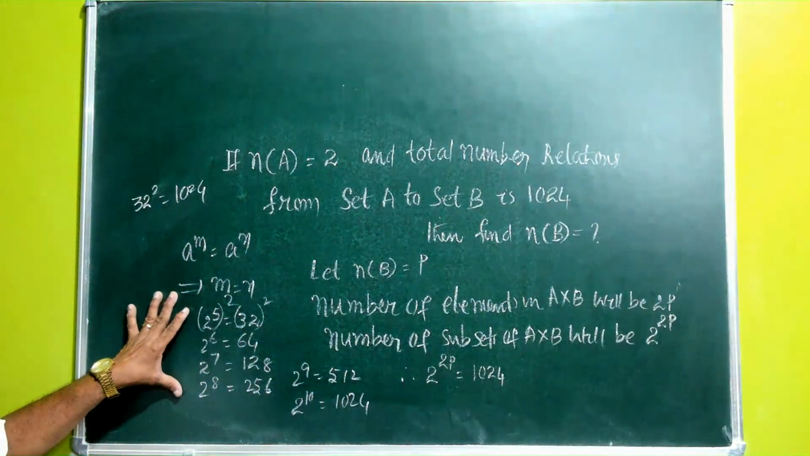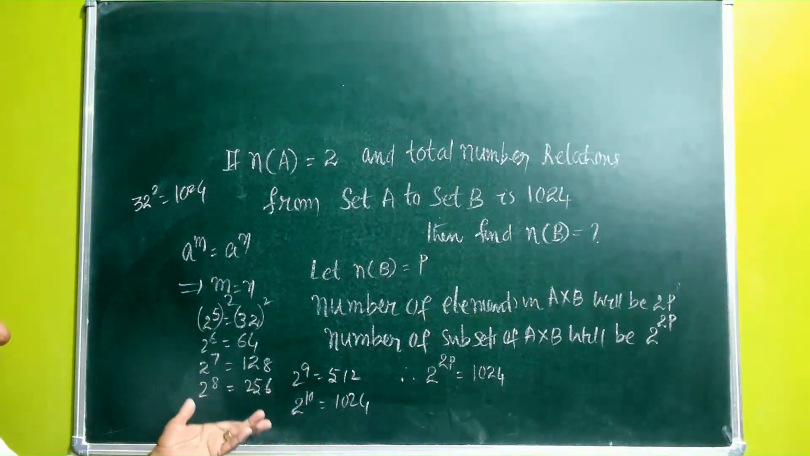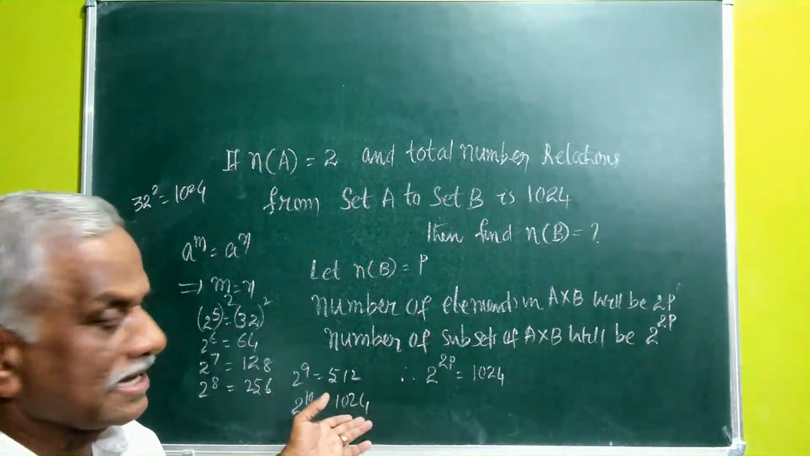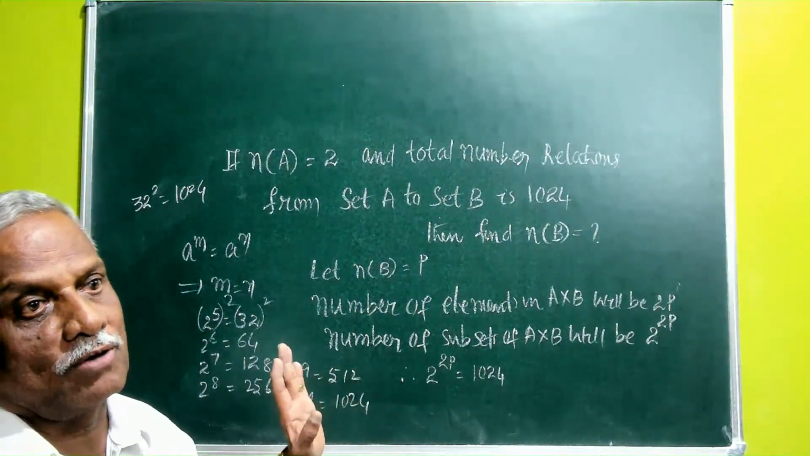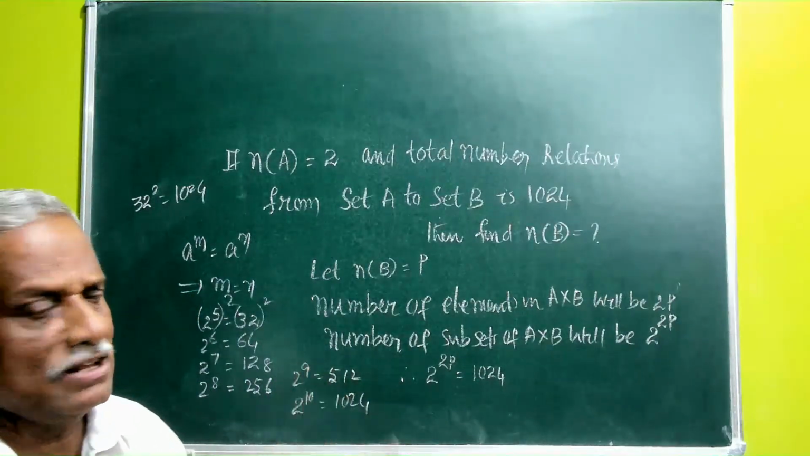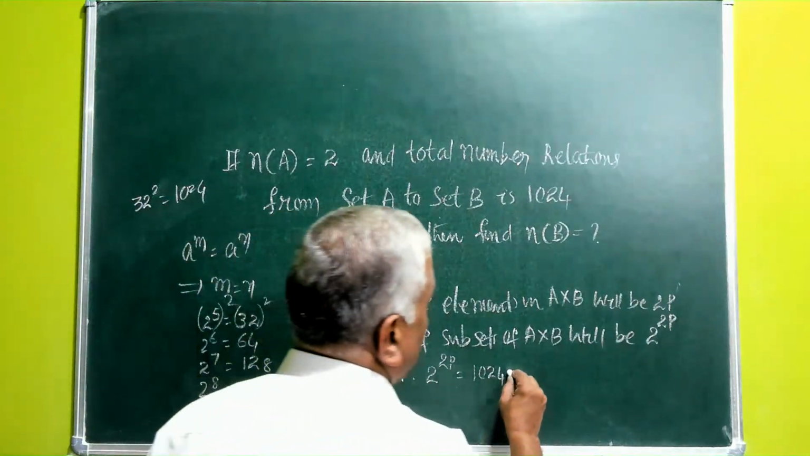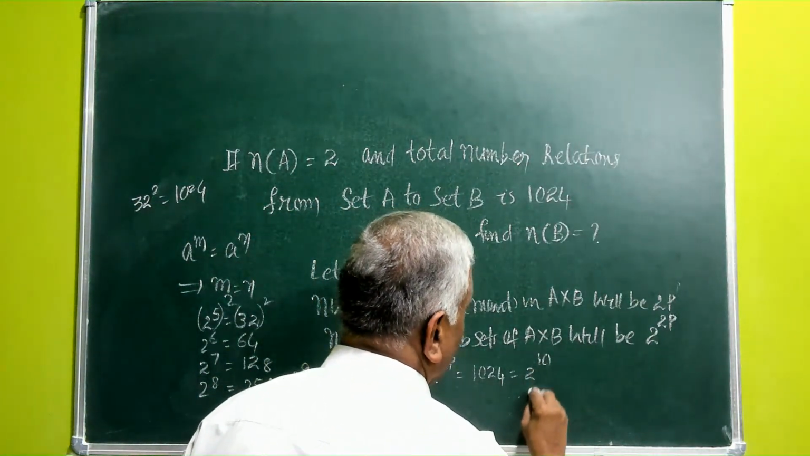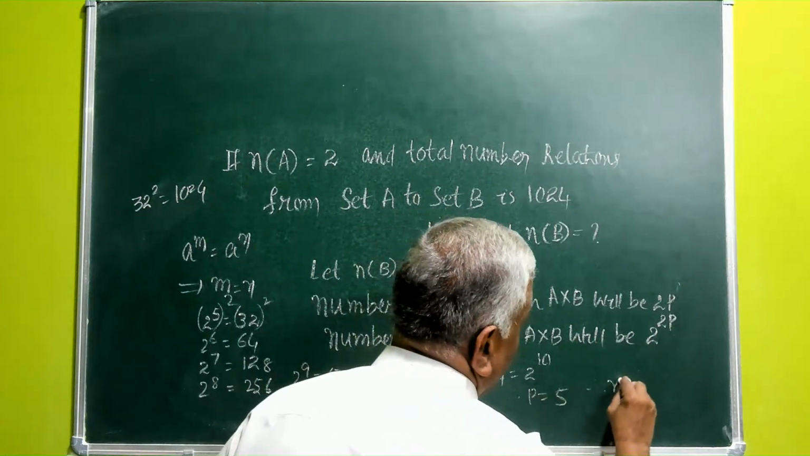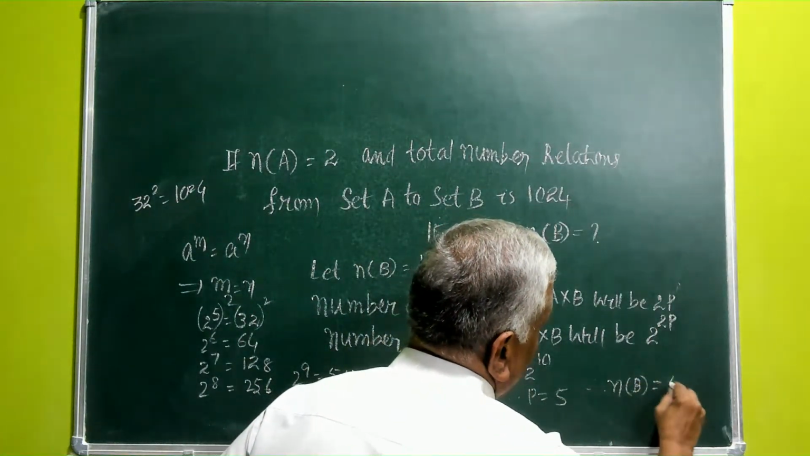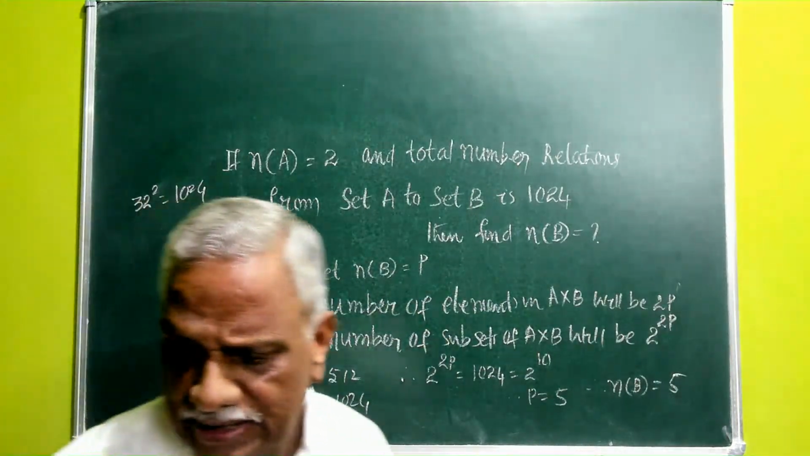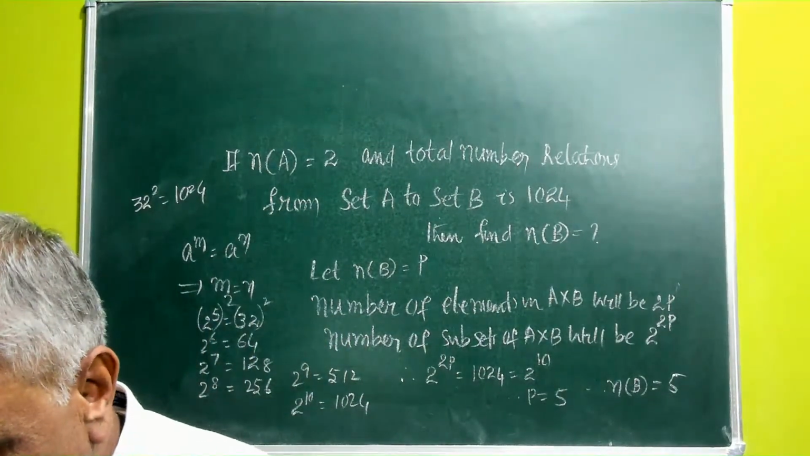The problem is going to be easy. Otherwise, you are going to spend some time. This is what I talked about in the introductory class, a known difficult problem. Not very difficult, some skill you have got to use. So you get 2 to the power of 10. Therefore, p is equal to 5. Therefore, n of B will be equal to 5. They would have given other answers, like n of B is 4, 6, something like that. You have got to take the right answer.